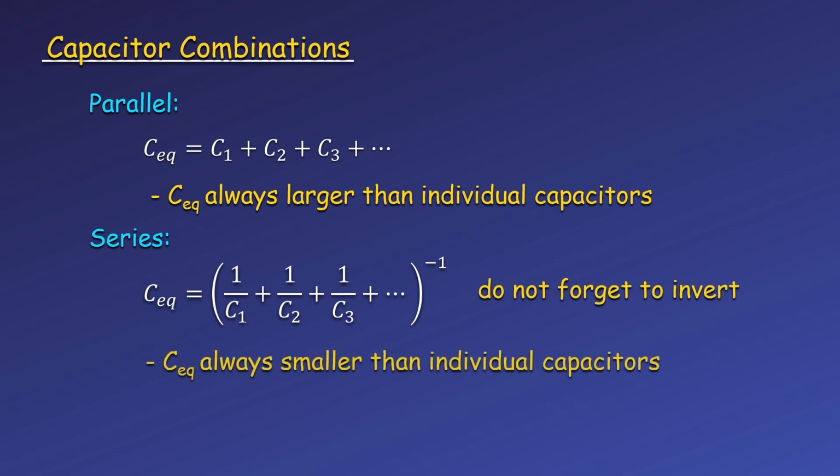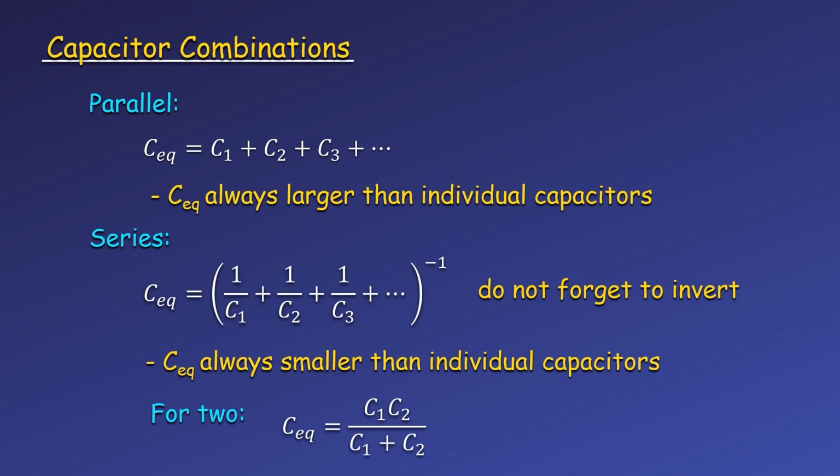Because capacitors in series add this way, placing capacitors in series will have the effect of always decreasing the overall capacitance of the circuit. The equivalent capacitance will be smaller than any of the individual capacitance values. Also, if you do the math for two capacitors in series, you find the result is equal to the product of the two capacitances divided by their sum.